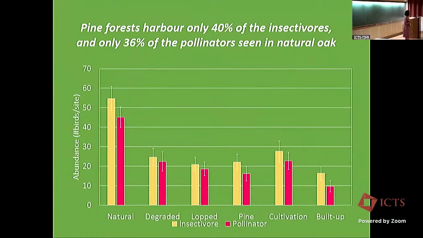So there is a lot of influence on the kind of ecological processes that are going on. Because if you bring the insect-eating birds down to half of what you're seeing in degraded lopped forest, pine and cultivation, and the effect is even more in the built-up sites, you can understand that there will be a lot of insects in the forest that won't be preyed on, right? There will be a lot of population explosions of insects that might go and harm human habitations or human agriculture, right? So these things have consequences for human well-being as well.